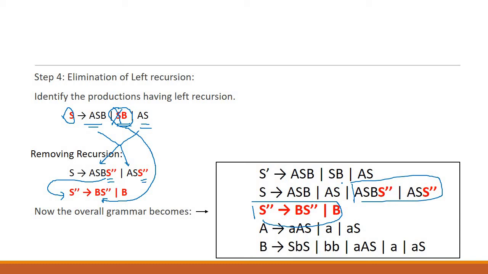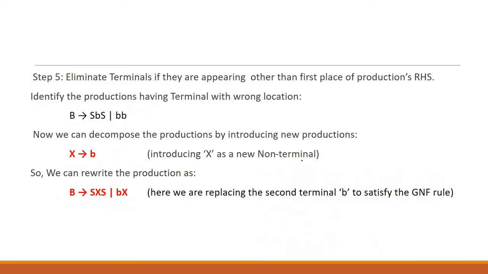And now we are moving on towards the structuring of GNF. So what is the structure of GNF? GNF says that every production must start with a terminal. So step number 5, we need to eliminate terminals if they are appearing other than the first place of the production right hand side. So we identified these two productions contain a terminal appearing other than the first place. So B is appearing in the second place, so we don't need to see this B. This B is perfect. We always want a production which starts with a terminal.